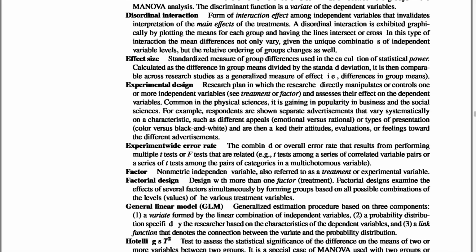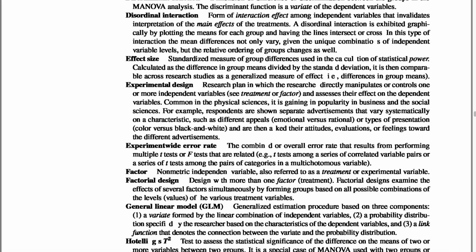The combined overall error rate that results from performing multiple tests or F tests that are related, for example, tests among a series of correlated variables, or a series of t tests among the pairs of categories in a multichotomous variable. Factor. Non-metric independent variable, also referred to as the treatment or experimental variable. Factorial design. More than one factor or treatment. Factorial designs examine the effect of several factors simultaneously by forming groups based on all possible combinations of level values of the various treatment variables.